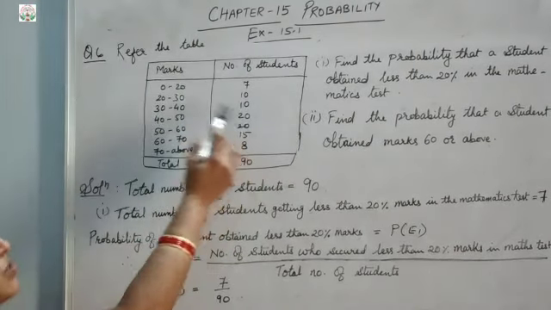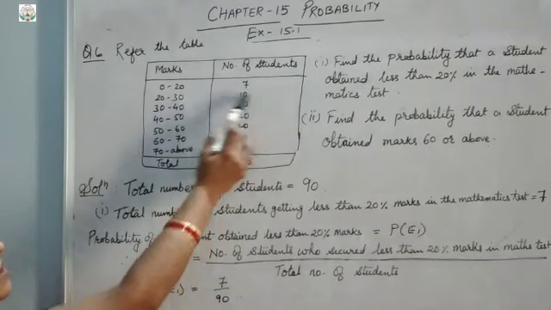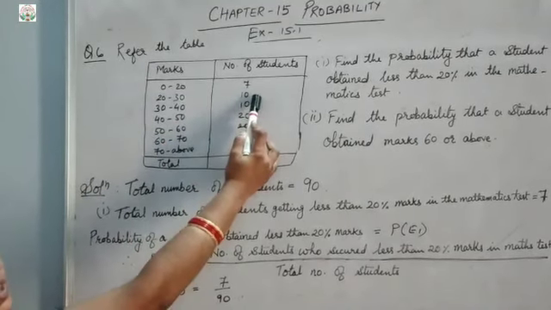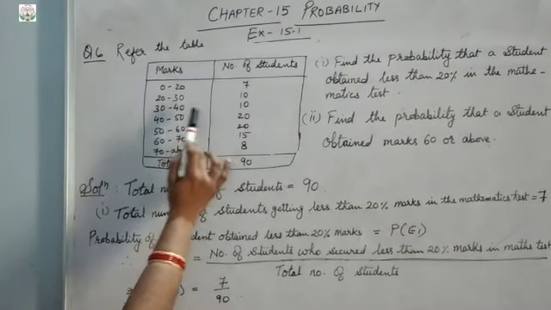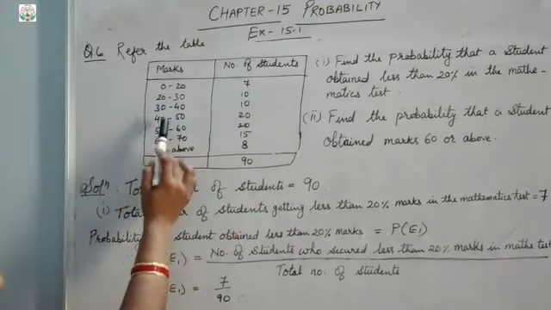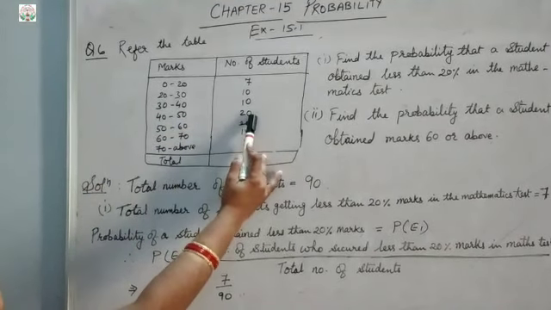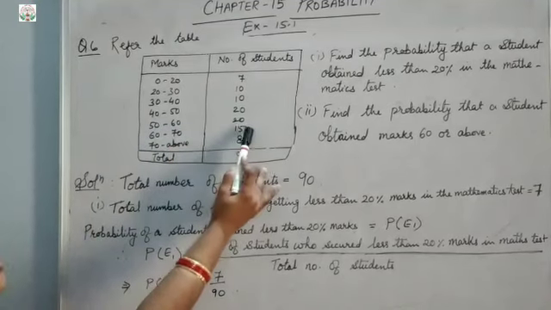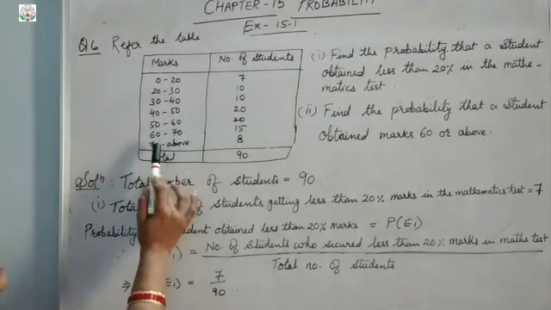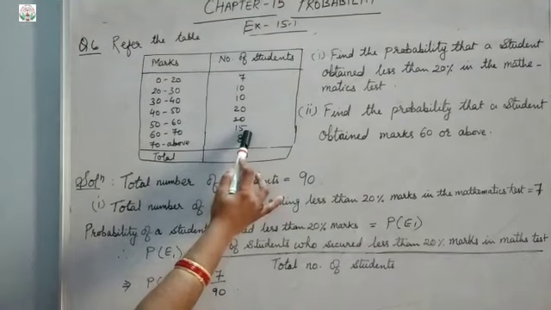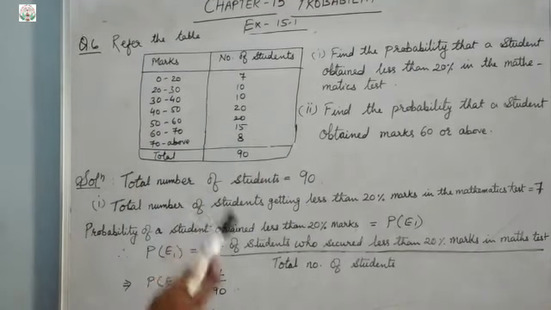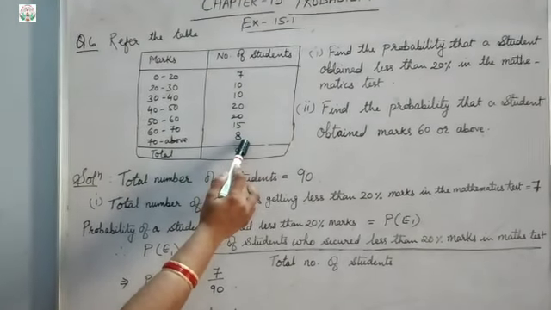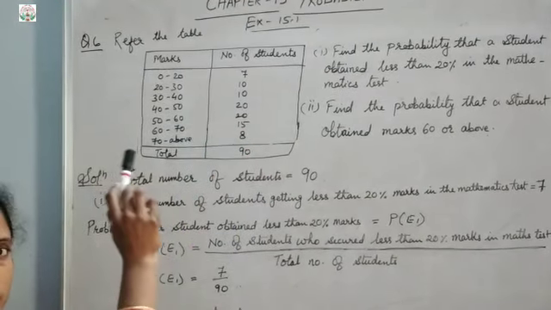So how many students got 0 to 20 marks? That is 7. Between 20 to 30 marks, 10 students. Between 30 to 40, 10. Between 40 to 50, 20. Between 50 to 60, 20. Between 60 to 70, 15 students. And those who got 70 and above are 8. So these are the number of students.